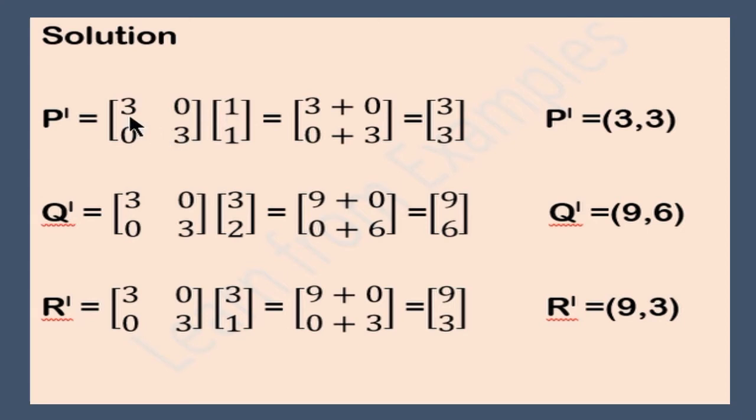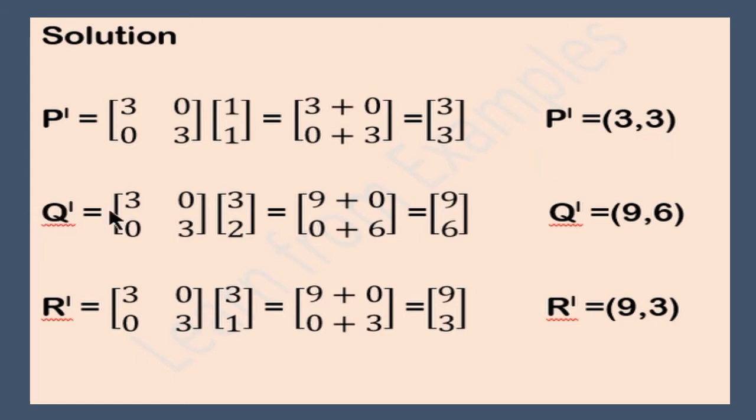To multiply, take the first element in the first row and multiply it with the first element in the column. That's 3 times 1, we get 3. Then take the second element in the first row and the second element in the column: 0 times 1 is 0, and you add these two, you get 3. Next, go to the second row, multiply the first element with the first element, you get 0. Multiply the second element with the second element, you get 3. Add them, you get 3, and the coordinates of point P dash are 3, 3, written as an ordered pair. So write your final answer in this manner.